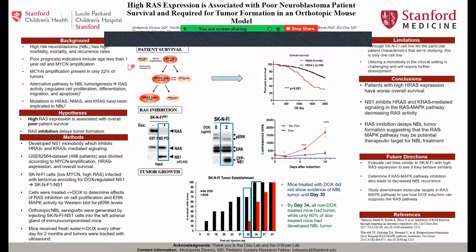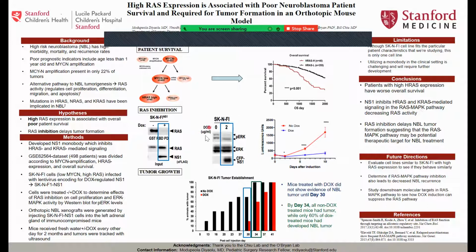When comparing patients with MYC non-amplified, MYC low-expressed neuroblastoma who had HRAS high expression to HRAS low, those with HRAS high expression had a statistically significant poorer overall survival. In the Western blot on the left, the bottom 2 panels demonstrate total RAS input and NS1 expression in the cell lysate. NS1 expression decreased RAS GTP levels. The top panel demonstrates inhibition of RAS after exposure to doxycycline.